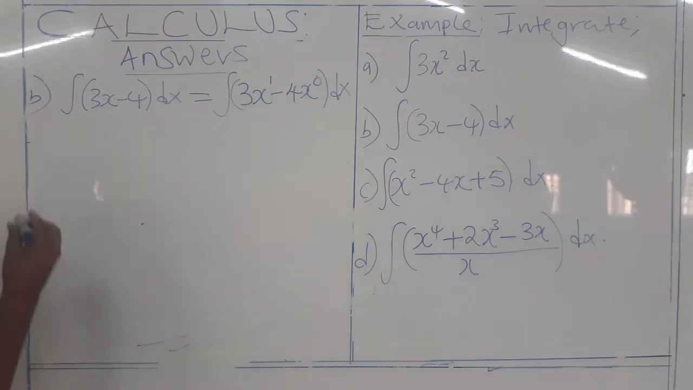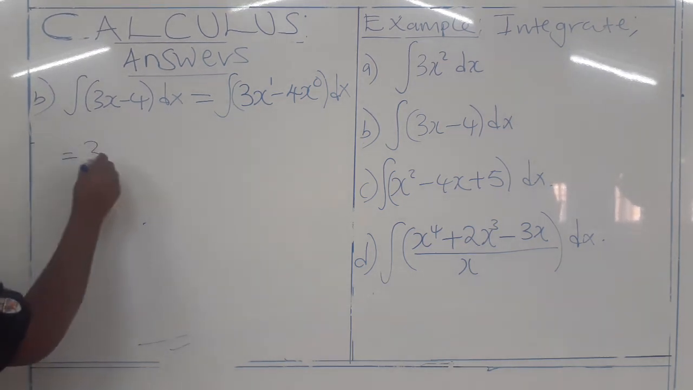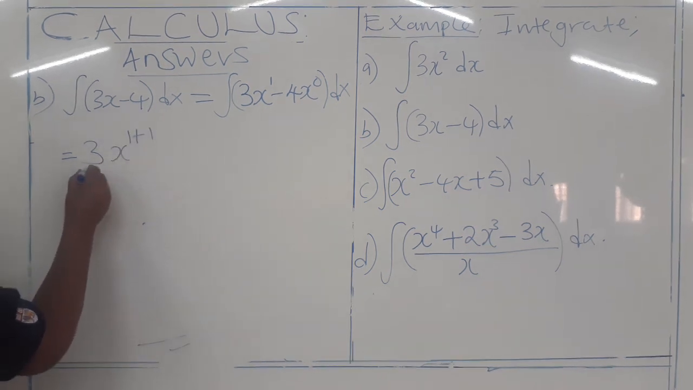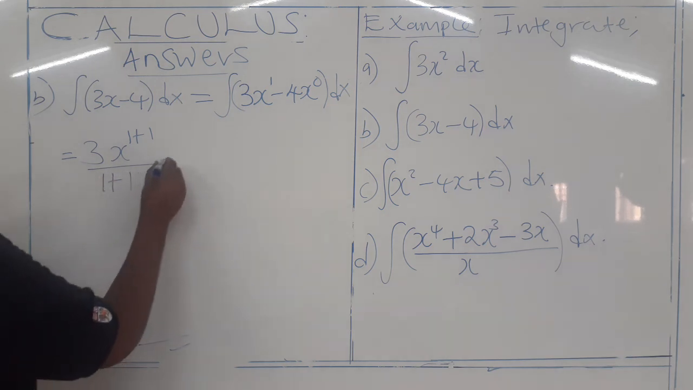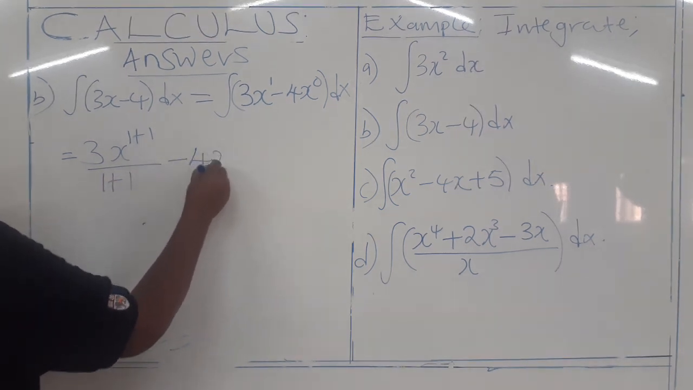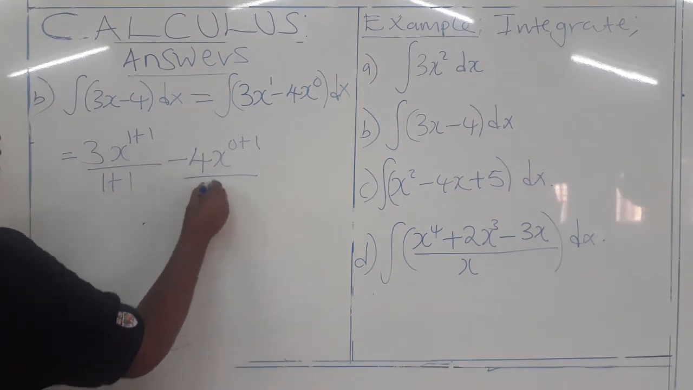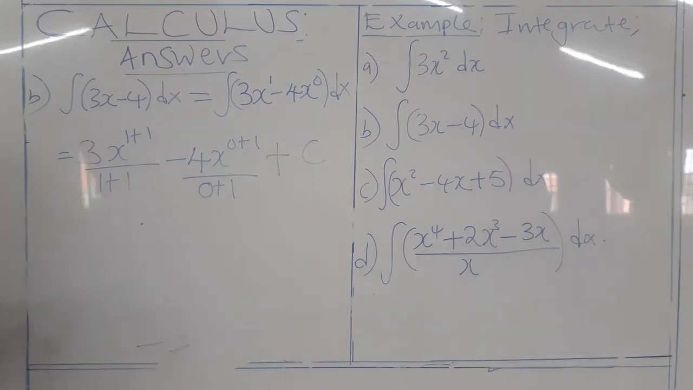So now we are going to integrate. What are we going to get? We are going to say 3x to the power 1 plus 1. Everything here you divide by 1 plus 1. Minus 4x to the power 0 plus 1. You divide everything by 0 plus 1. You add an arbitrary constant. Okay?